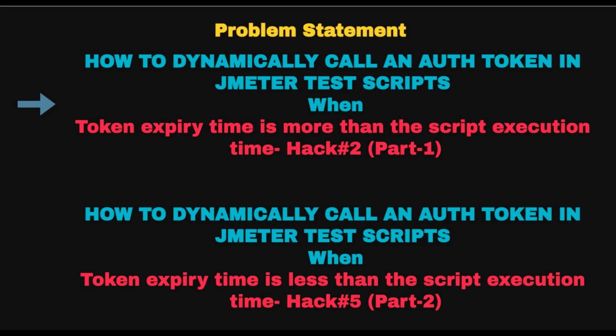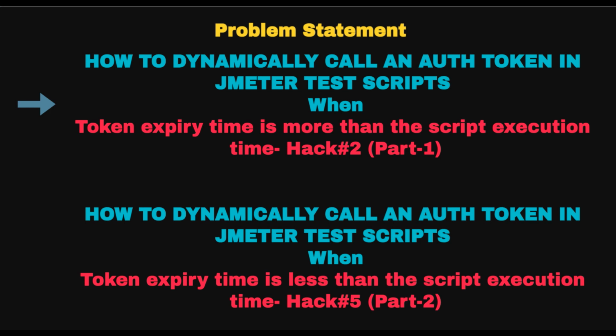Today we have come across a content which was requested by a lot of viewers. So today's session we will discuss how to dynamically call an auth token in JMeter test script part 2. In my last hack 2 video part 1 we discussed how to dynamically call an auth token when token expiry time is more than the execution time. Very important. Please note that when token expiry time is more than the execution time, then you can go and watch my hack 2 video in my YouTube channel.